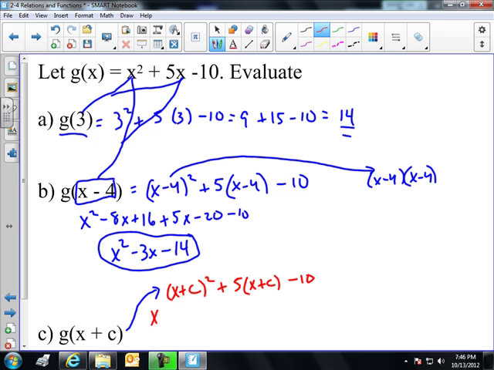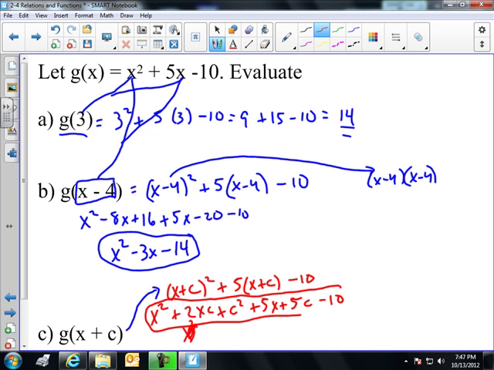So when we do that, we get x squared plus 2xc plus c squared, and then distributing the 5, we have 5x plus 5c minus 10. A lot of letters in there. So our final answer would be x squared, this 2xc, we really actually, you know what, we can't combine anything else. Nothing else can be combined. So this would be our answer. That's as simplified as it goes.